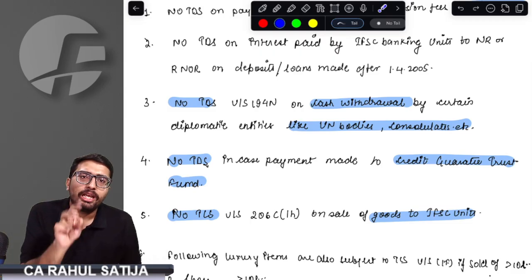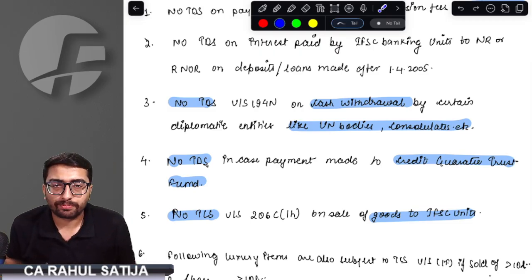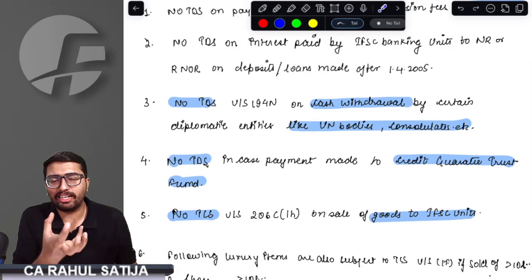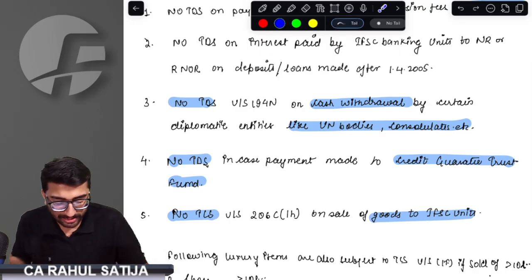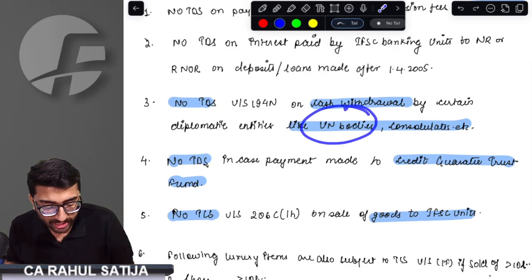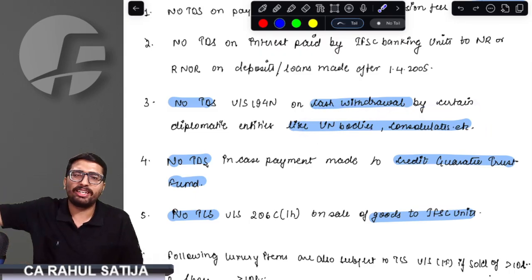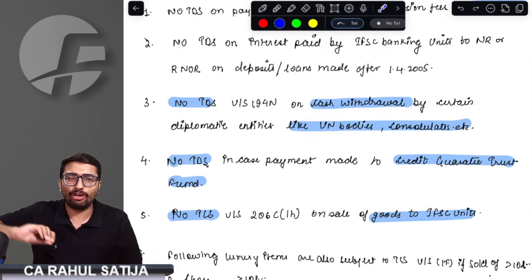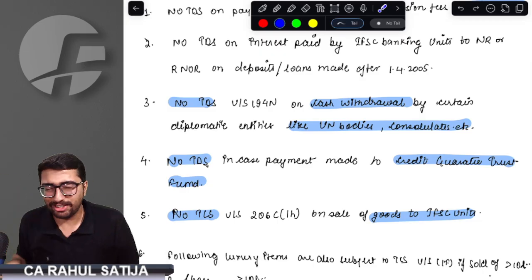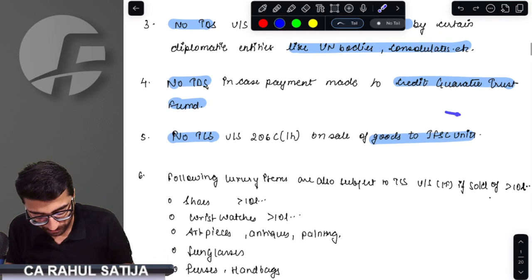In that list, 2 more entities are added. As per the recommendations by the foreign ministry, 2 more entities: UN bodies and foreign consulates. Many of the UN bodies are in India. If they withdraw money for their expenses, no TDS under section 194N would be applicable.